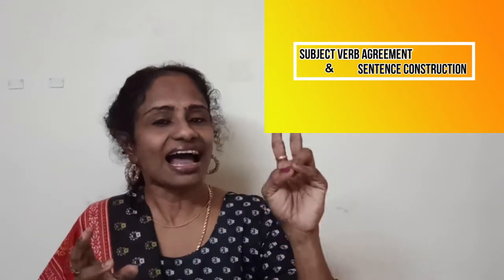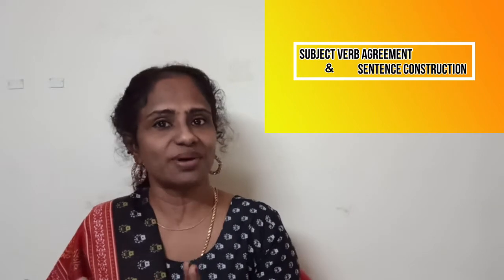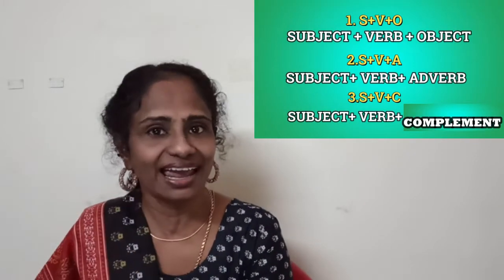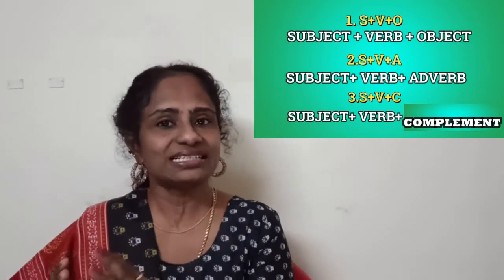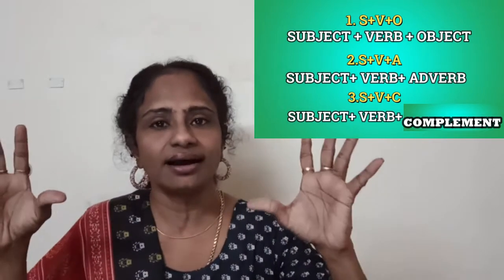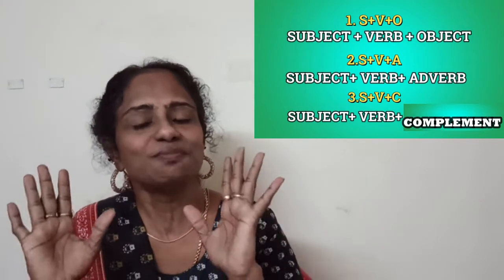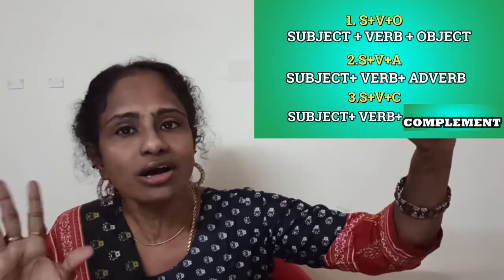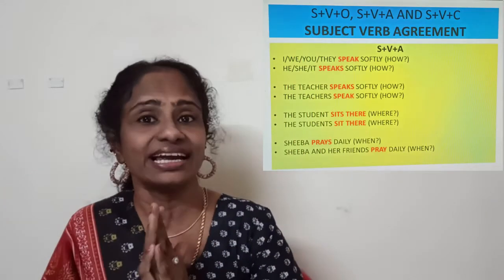As I said, we are seeing two things right now. One is subject verb agreement and the other one is sentence structure, which is S plus V plus A. So what is S plus V plus A? I generally like to call it apple 1, to remember it. S plus V plus A is apple 1. What is object? Let's remember it as orange. Now S plus V plus A, we are calling it apple.